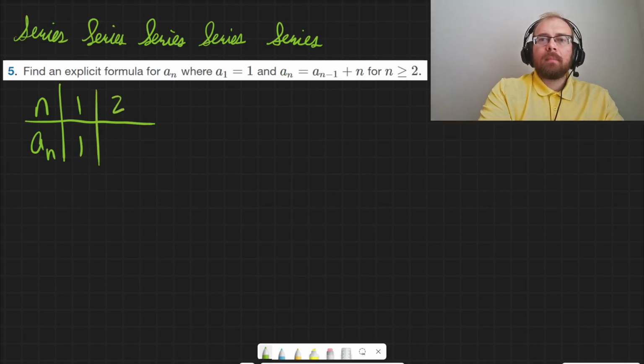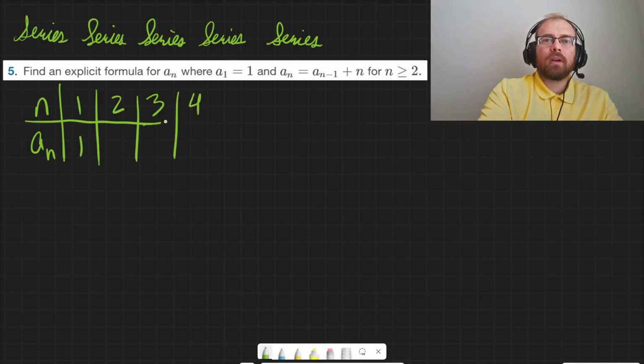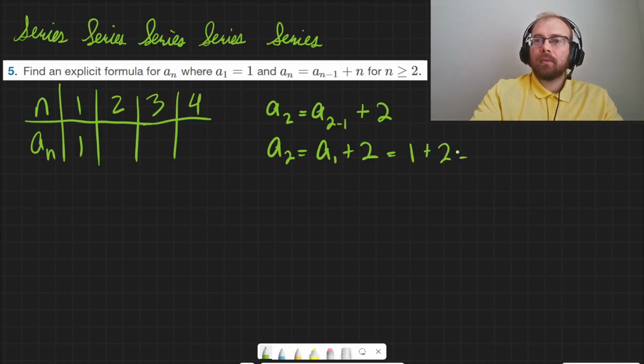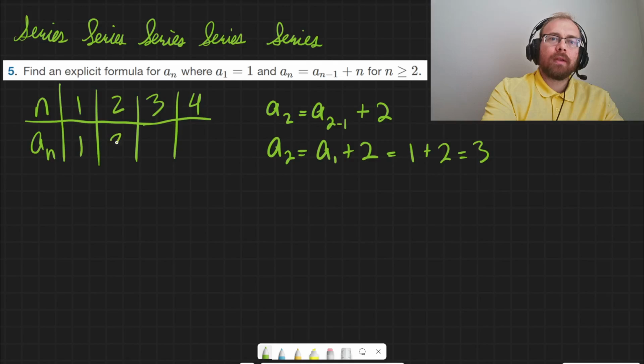If I want to know what a sub 2 is, we only need to get a pattern going here. So I'm only going to do out to maybe 4, just to establish a pattern. So a sub 2 would be a sub 2 minus 1 plus 2. I'm just plugging in 2 everywhere I see n. If I want the second term in the sequence, that would be the first term plus 2. The first term is 1, so it's 1 plus 2, which is 3.